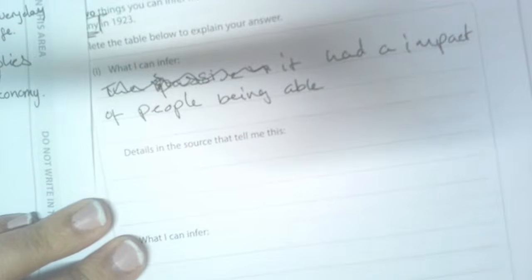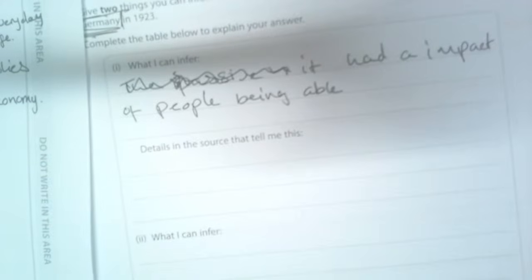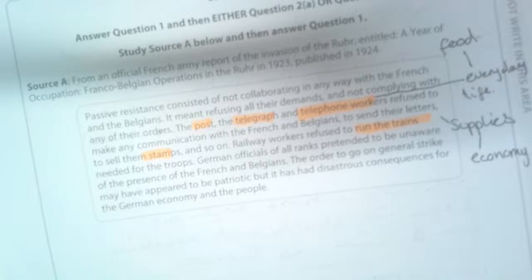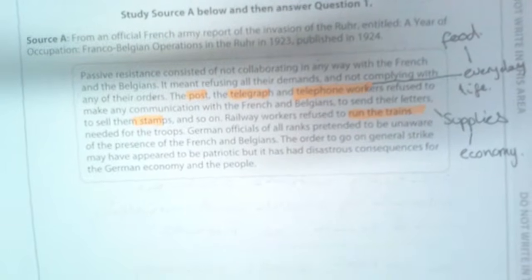Yeah, that's a really good question. So it only refused to communicate specifically to French and Belgium. They did. You're absolutely right. But if they are not running the trains, if they are not operating the post, telegraph and telephone work, Samara, that's a really good question. They're not doing all those things, then that is going to have an impact on the general economy. So it is going to have an impact on the economy as a whole.